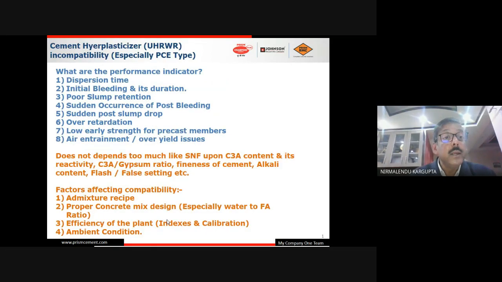Now I'm coming to cement hyperplasticity. What is the time? Oh, sorry, it's already 20. Okay, I'm shortening this. Cement hyperplasticity is the incompatibility, especially with PCE type. Now we are using this molecule in 90% of cases. Now we should go on. And what are the performance indicators?